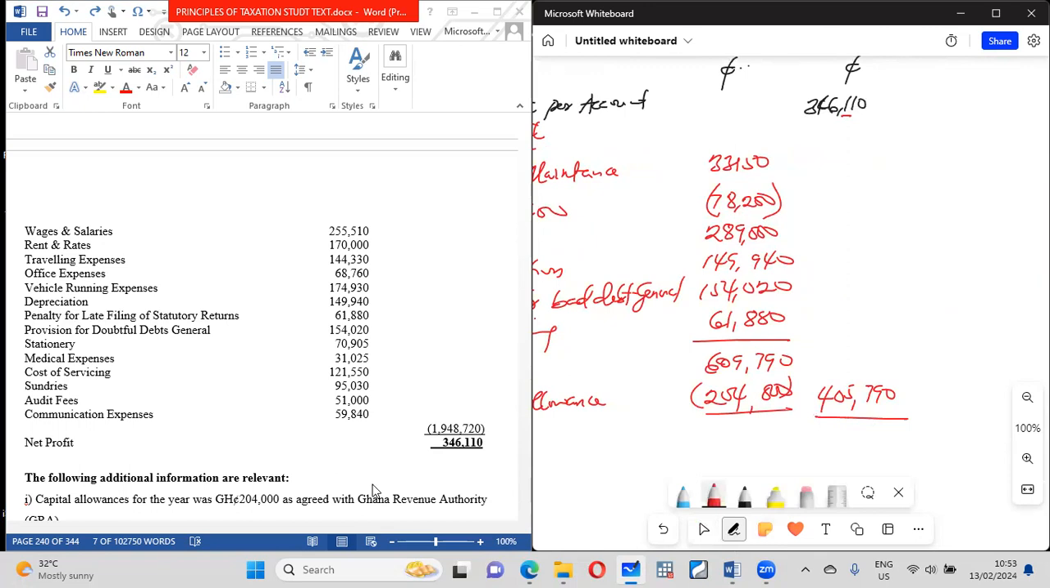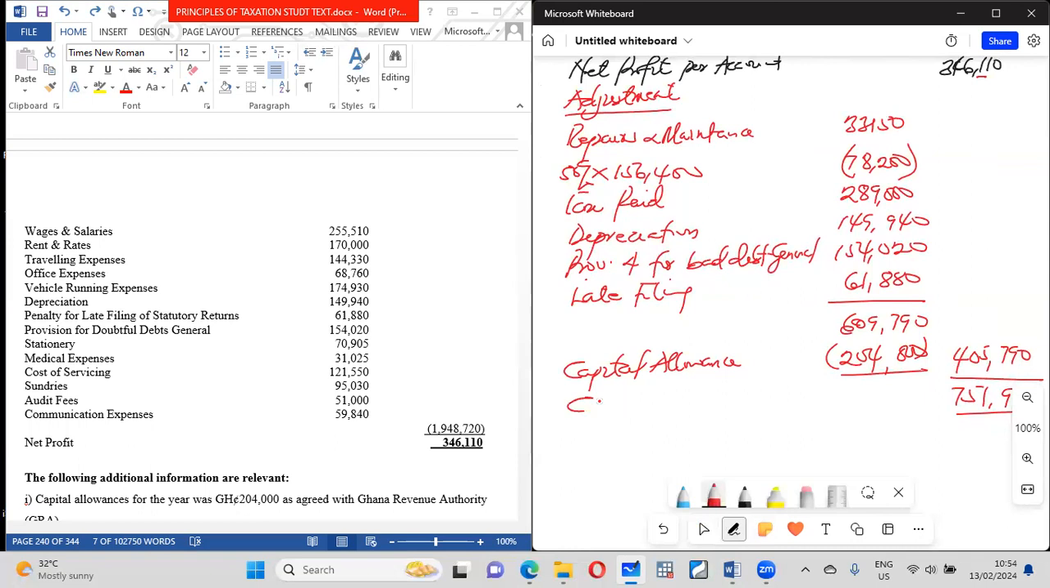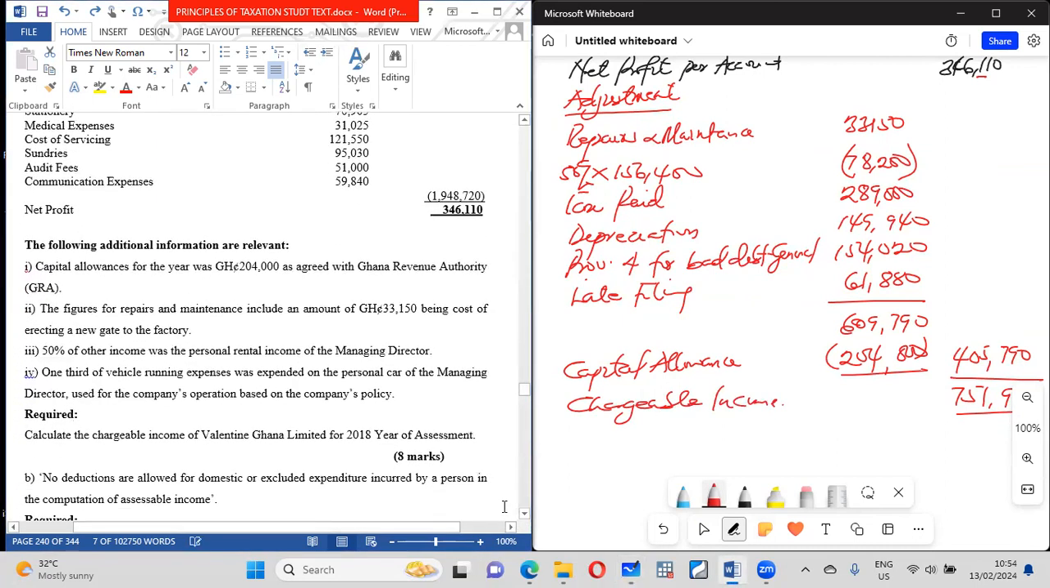So what do I have here? If I add it to what I have at the top, plus 346,110, at the end of the day, what I'm having here is 751,900. So this is what we call the chargeable income. So we are done. All right. So it's just you knowing which ones to add back, which ones to deduct. That is what these things are about. All right, so that is all.